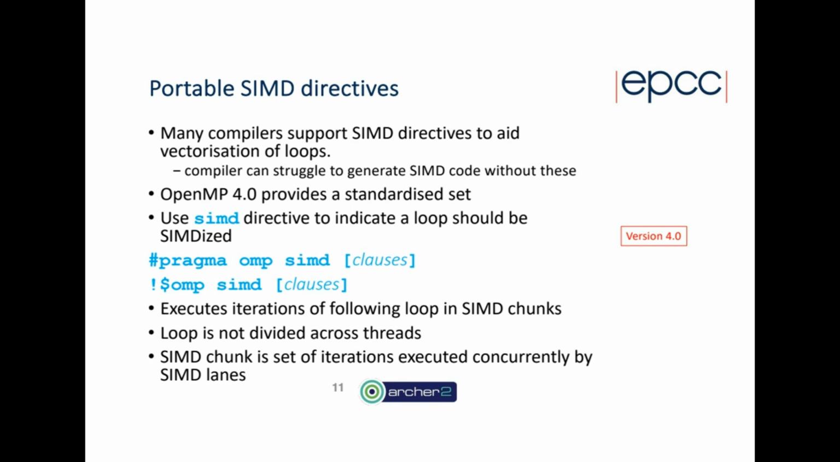the motivation here is that a lot of compilers support their own directives to aid vectorization of loops, because the compiler can find it difficult to generate SIMD code without some additional information supplied by the programmer about things like the independence of loop iterations and the alignment of data structures, as well as other things that the compiler may not necessarily know and that are important in order to generate efficient vector code.